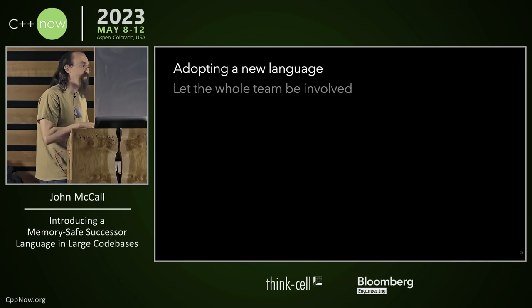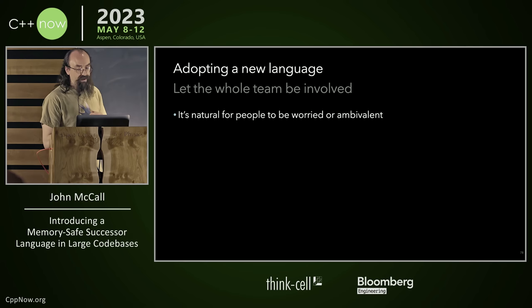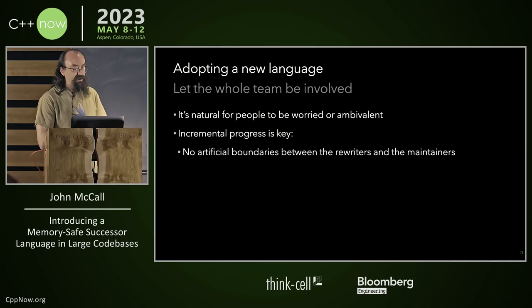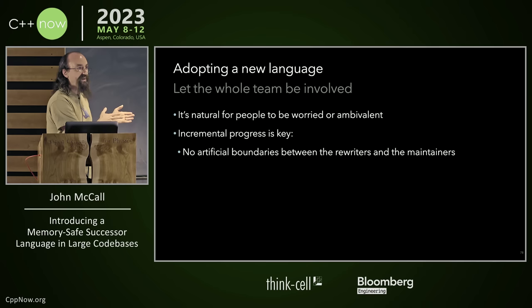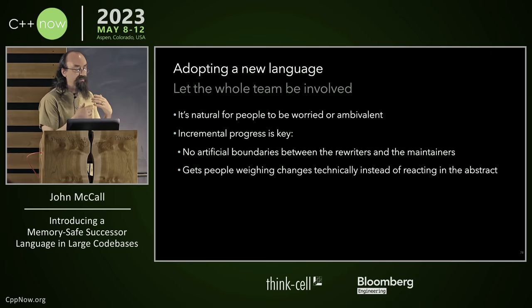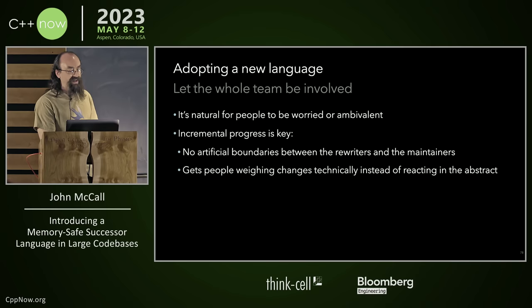Being incremental here actually is a huge part of how you handle this well, right? Because what you see when you make incremental progress is, first off, you don't get these artificial boundaries between the people who are rewriting things into the new code and the people who are stuck maintaining the old code, which is an incredibly toxic place for a team to end up, right? But also, you're making these incremental changes, and it's landing, and it's working, right? It's in the code. The people can see that it's not a disaster.